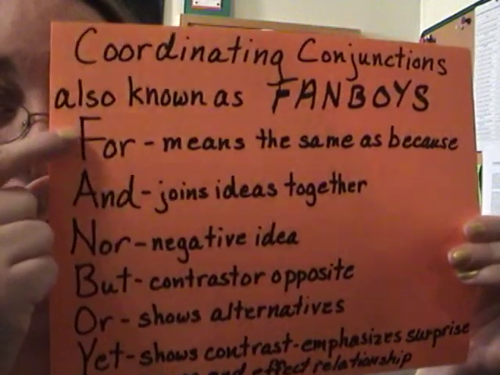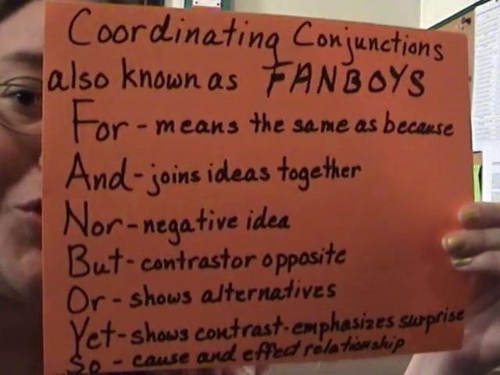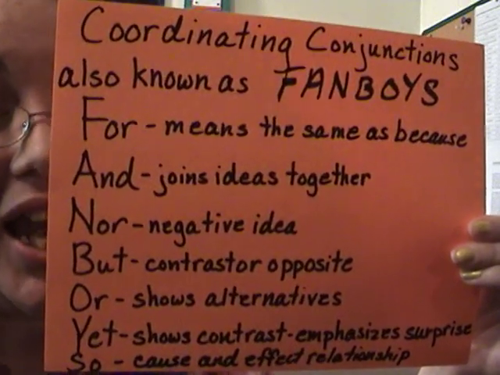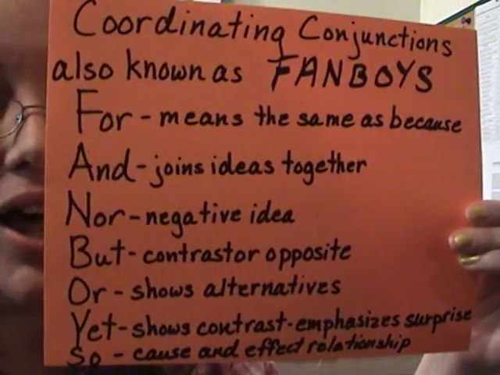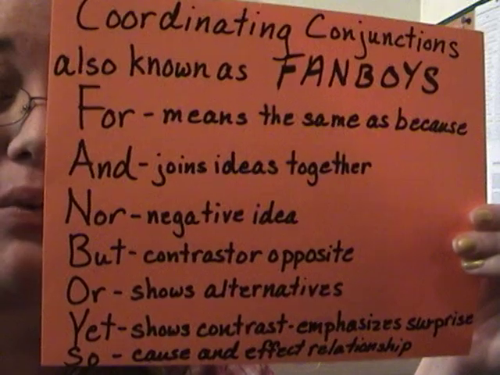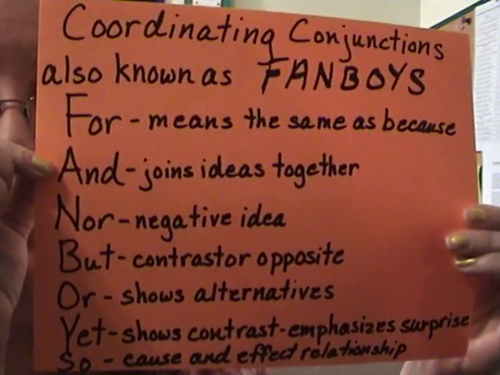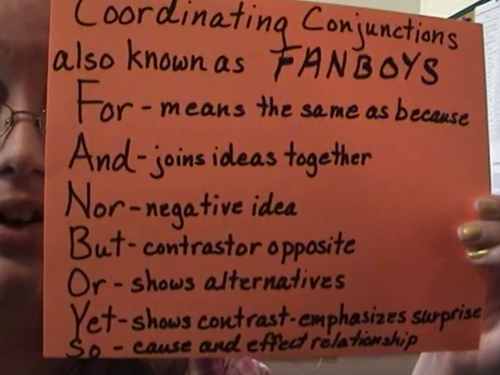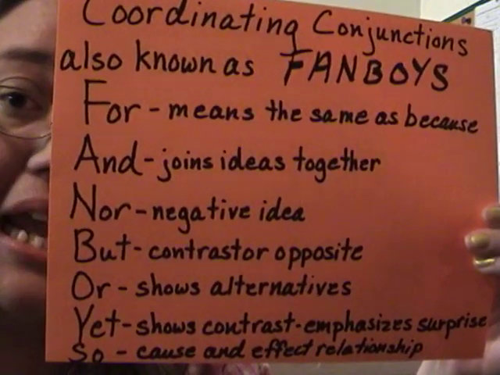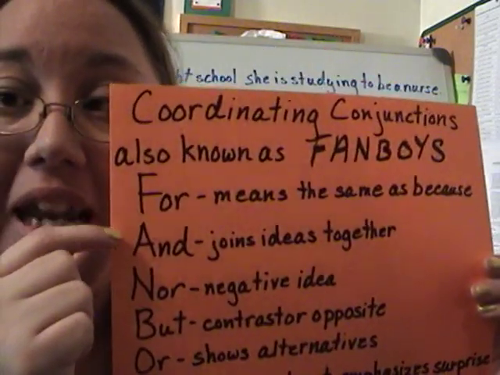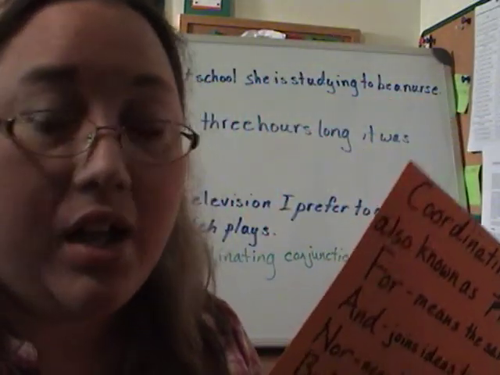So for has that same function. So it almost serves as another way of saying because without saying because. And it kind of gives you another way of expressing yourself within that kind of sentence. We're all familiar with and, which simply joins like ideas together. A word about and is you don't want to use it too much. Some writers rely on and way too much.